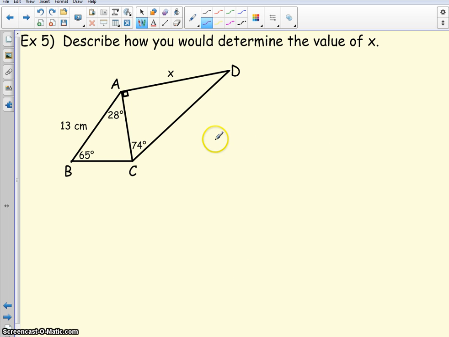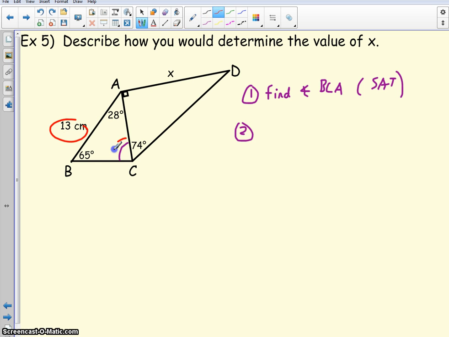This is definitely a multi-step problem. The first thing I would do is look at this triangle ABC and say, hey, I've got two of three angles, so I can find this angle right here. This would be angle BCA. So you can find that angle first. And that's not too complicated, because all the angles have to add up to 180. So we're just going to use what we call SAT, or sum of the angles in a triangle.